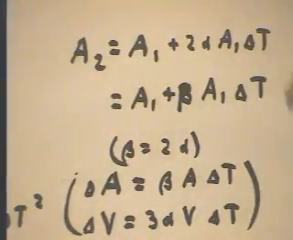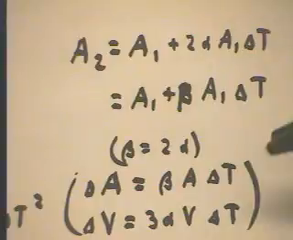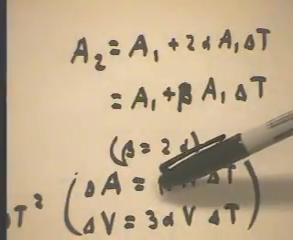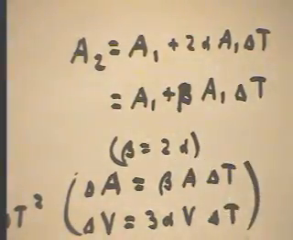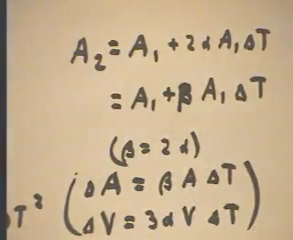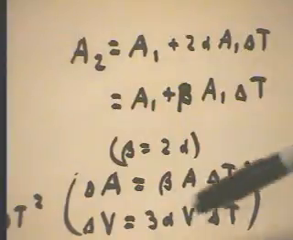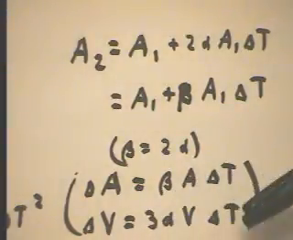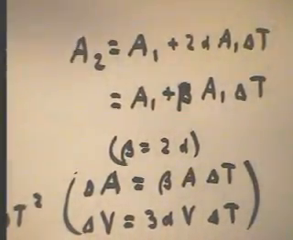So for linear change, we have just an alpha delta T. For area change, we have a 2 alpha delta T or a beta delta T. For volume change, we have a 3 alpha delta T. The 3 alpha is sometimes called gamma. It's often just left 3 alpha. And that gives us our proportion of volume change.